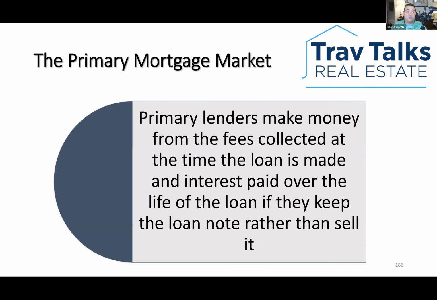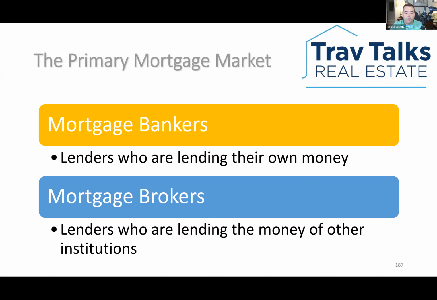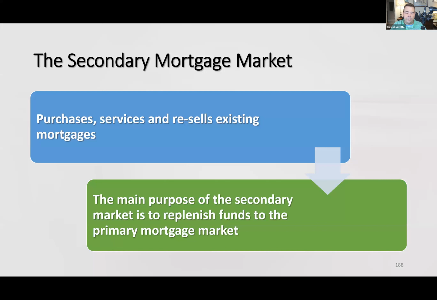Because the primary market is where the loans get made. The primary market is where the lenders loan money out. The primary market is where the borrowers apply for loans. The primary market is where the loan actually goes to the borrower. So all of that's happening in the primary mortgage market, and it's happening whether you go to a banker or a broker. So then what is the secondary mortgage market?